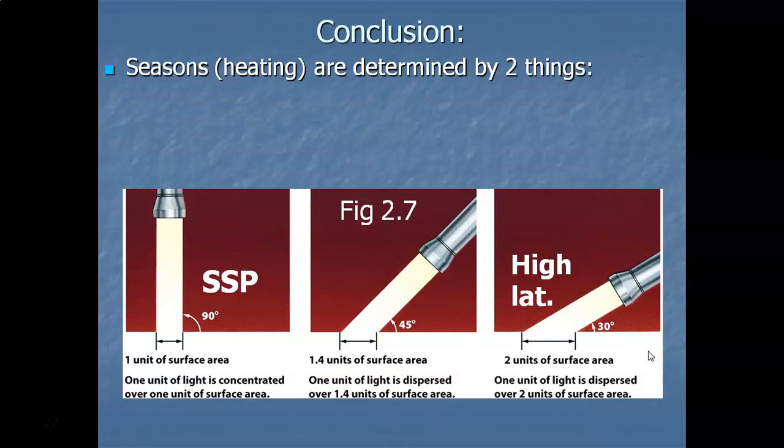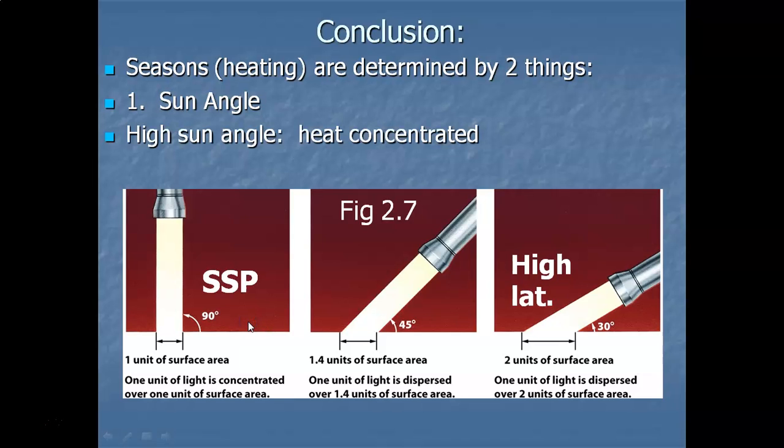All right, let's make a conclusion. There are really two things that create the seasons, and seasons, just think of heating, hot and cold. And what I've tried to illustrate, I've definitely tried to illustrate, is sun angle. Sun angle is definitely a huge factor creating hot and cold in seasons.